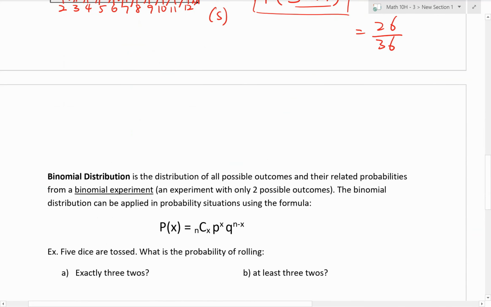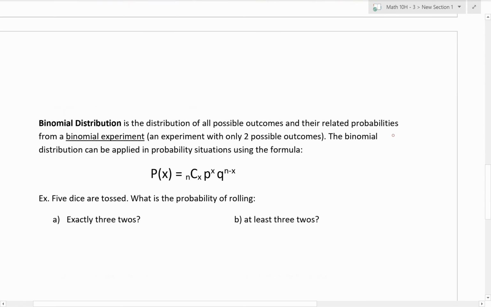We are going to be talking about binomial distribution, what we mentioned earlier. Binomial distribution is a special case. It is a distribution of all possible outcomes and their related probabilities from a binomial experiment. And what is a binomial experiment? Well, it is an experiment with only two possible outcomes. So either you fail or you succeed. Fail or success.